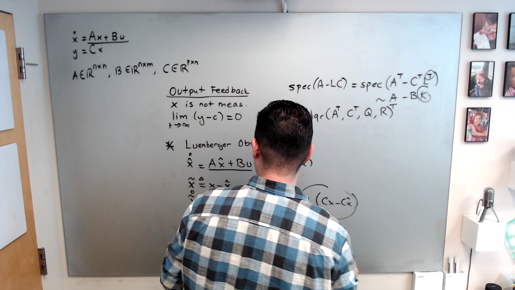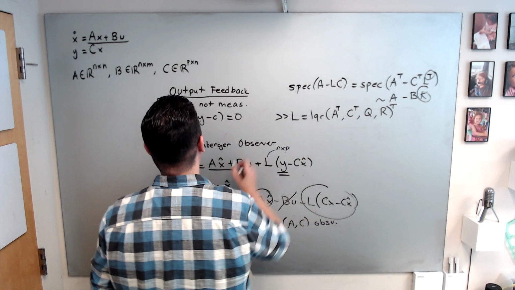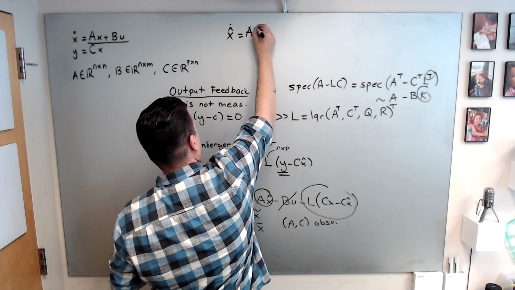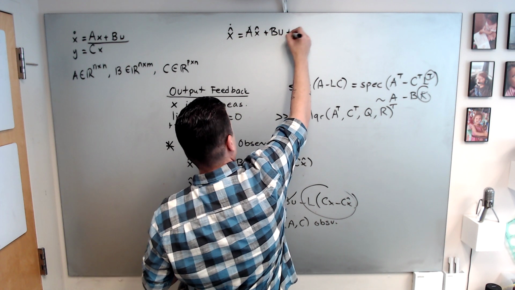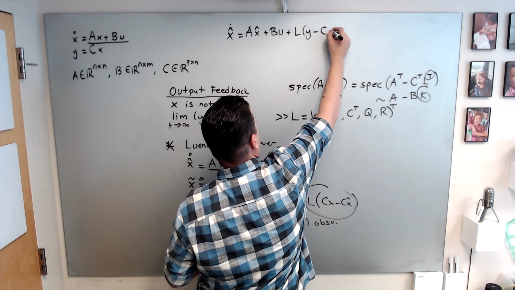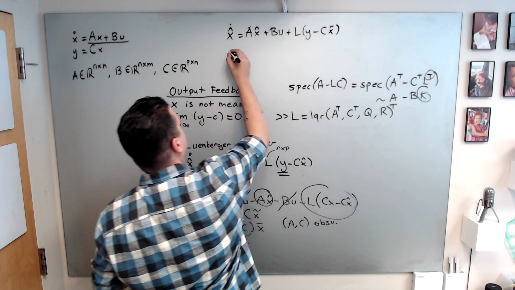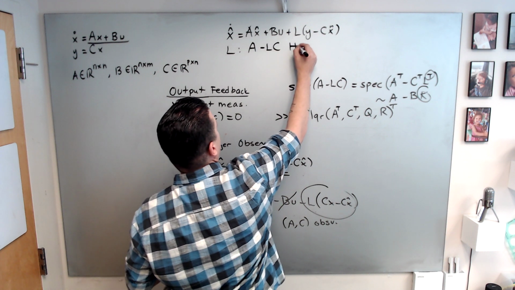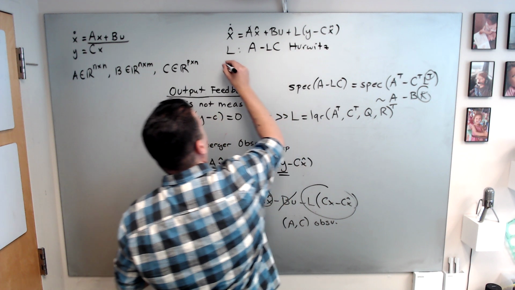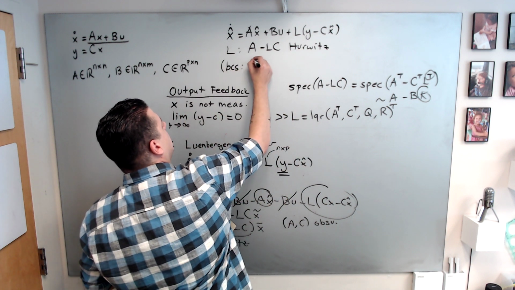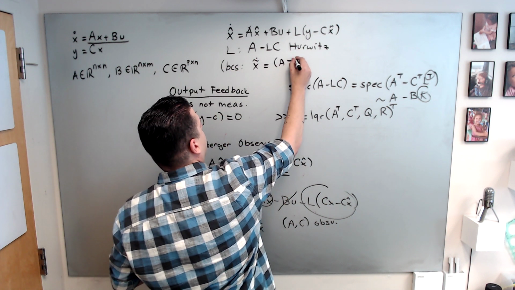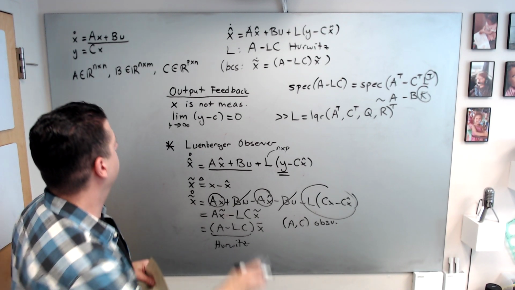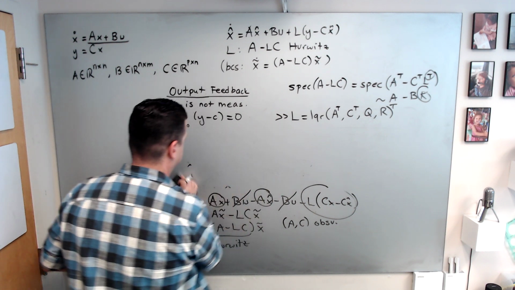Let's, for the output feedback, erase some stuff. Let's keep these equations here. You need to implement this, L times y minus C x hat, and you need to choose L to make A minus LC Hurwitz, because in this case this dynamics will die out. I just would like to keep them on the board.